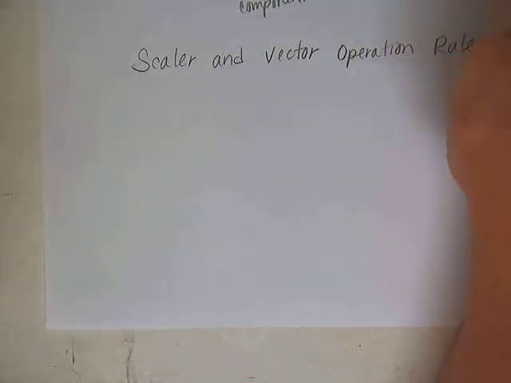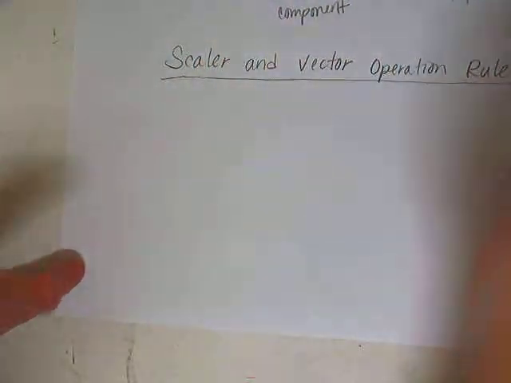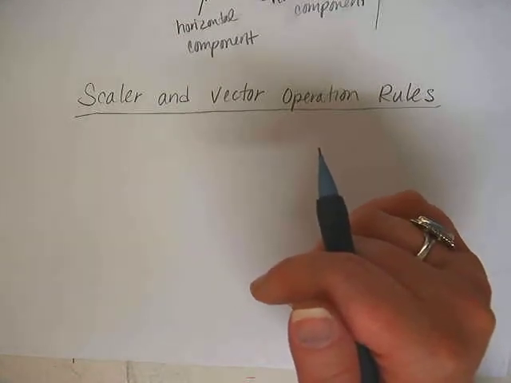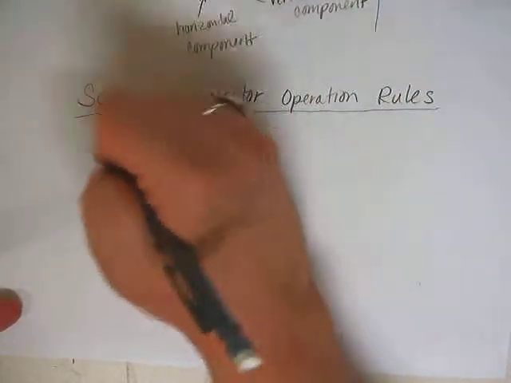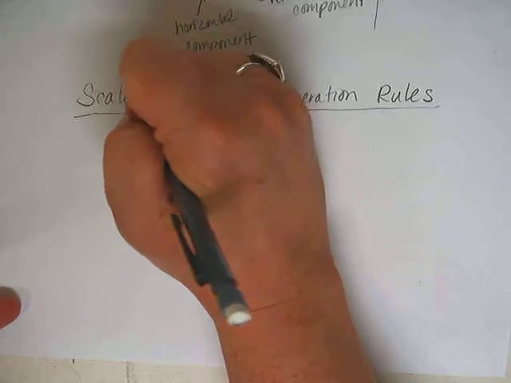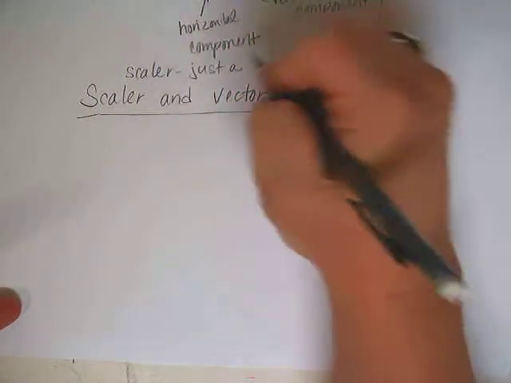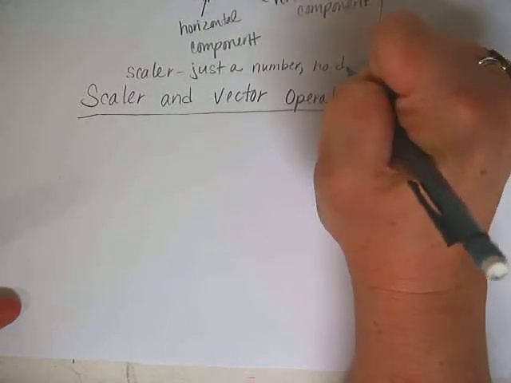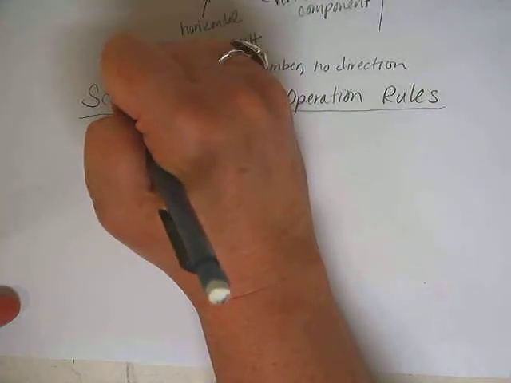Now, first of all, we haven't actually said what a scalar is. A scalar is just a number with no direction. So a scalar would be like the magnitude without the direction. A and B are both scalars because they're just numbers. Okay? So if you want, we can write that down. A scalar is just a number. No direction involved, okay? So that plays into this next thing.